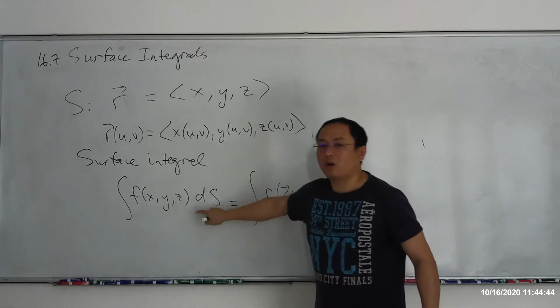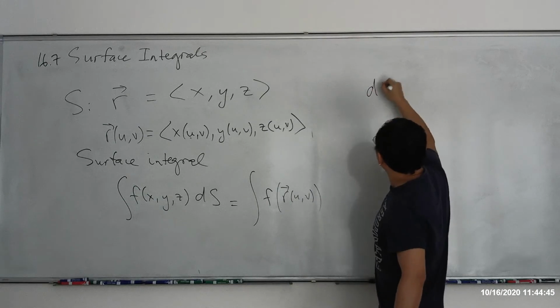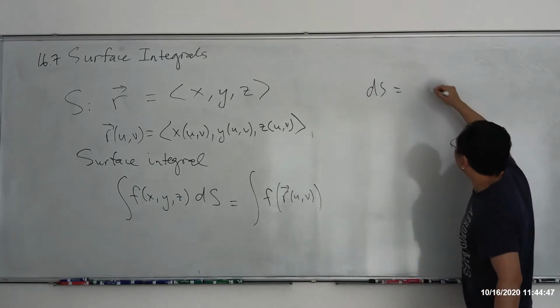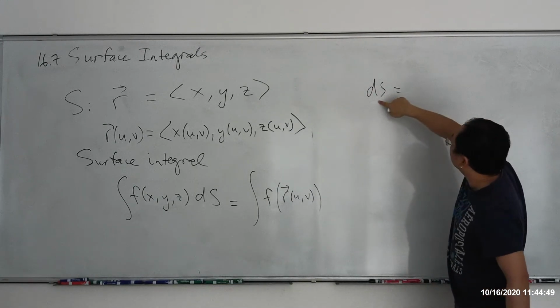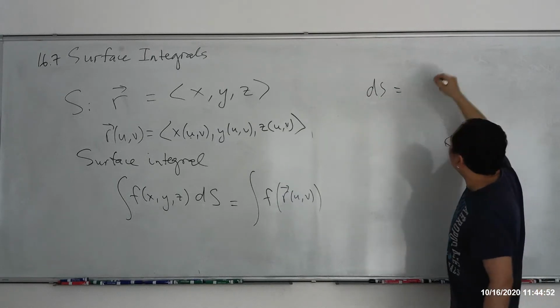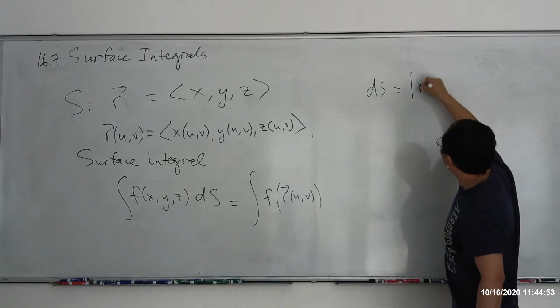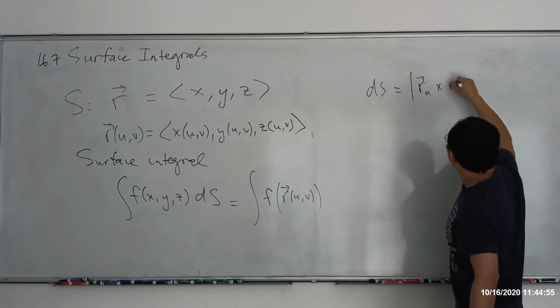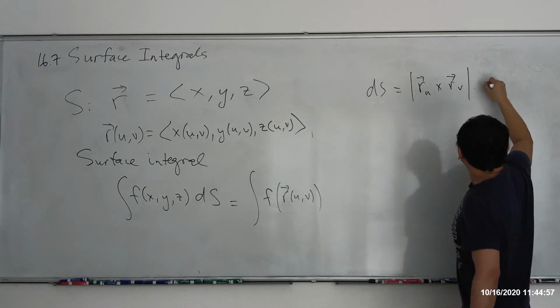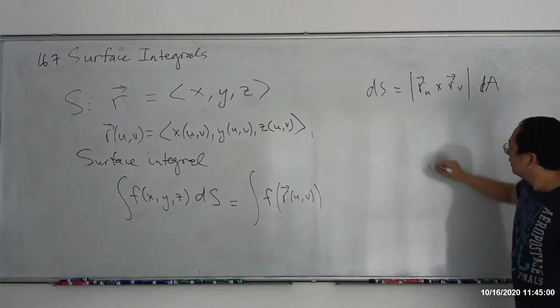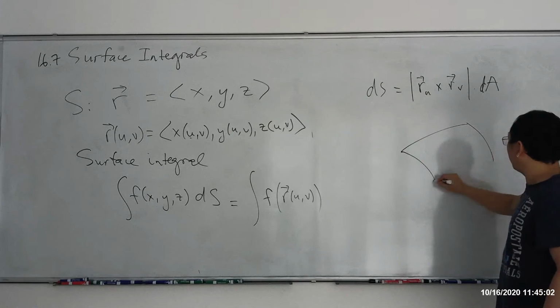And recall what we learned about ds. ds, last time we learned, is the little area of the surface, right? It is the magnitude of r_u cross r_v, times dA. So this is what we talked about last time.